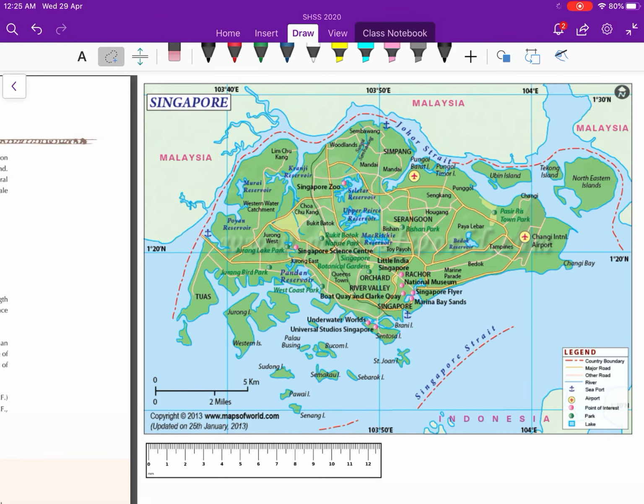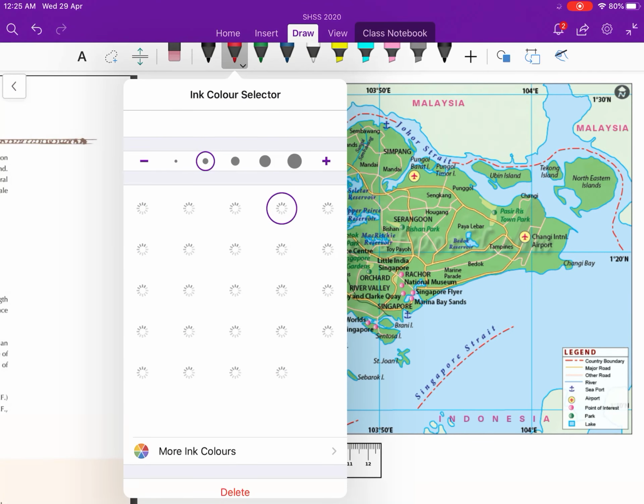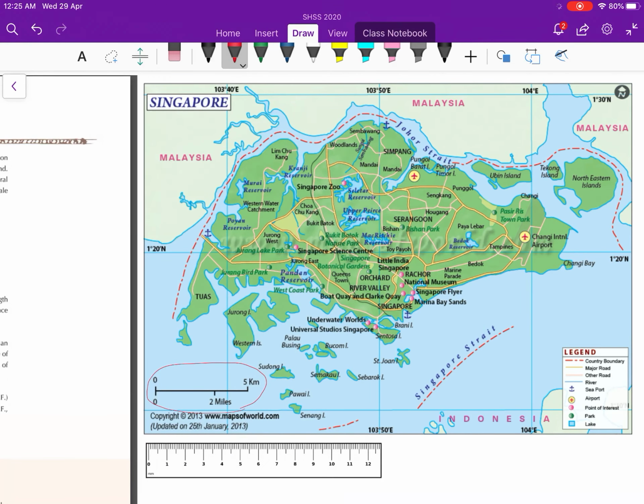I want you to focus on the bottom left hand corner of this map. You'll be able to see this line with this strange little thing. Let me use a bigger one to use. Okay, you see this line with 0, and then you have 2 miles, you have 5 kilometers. Now these are map scales.